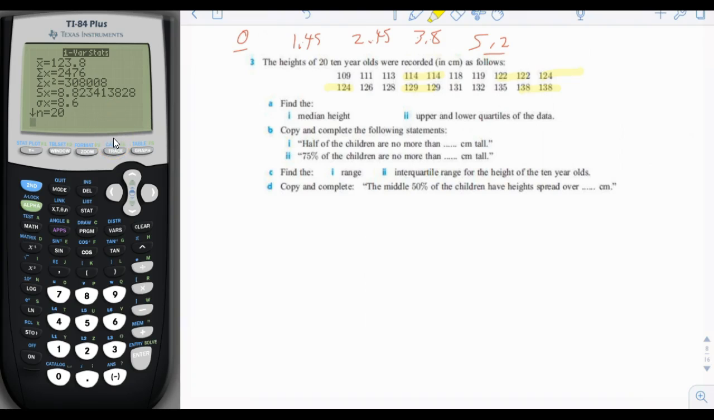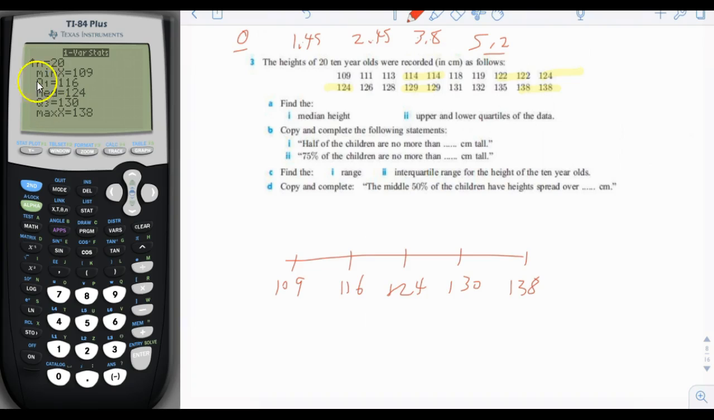And we're going to make up the same kind of chart that we did last time. We're going to mark minimum, Q1, median, Q3, and maximum. So let's go down and see those. Minimum is 109, Q1 116, median 124, next number is 130, and the maximum is 138, and the total number of people is 20. N equals 20.